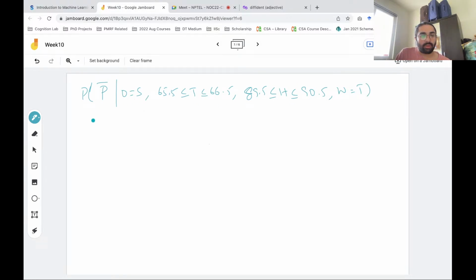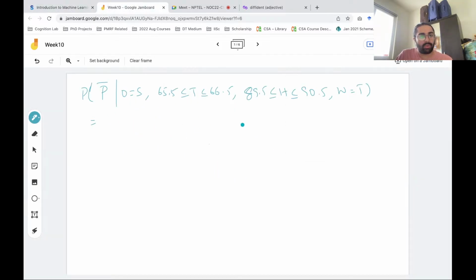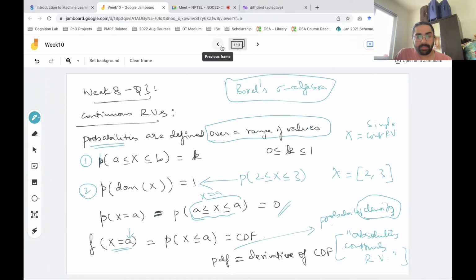This you will solve using what we discussed last time, the naive Bayes method. You will say that all these features are independent given the class, and then you will apply the Bayes theorem to get your probabilities. Okay, fine. So this is week 8 question 3.